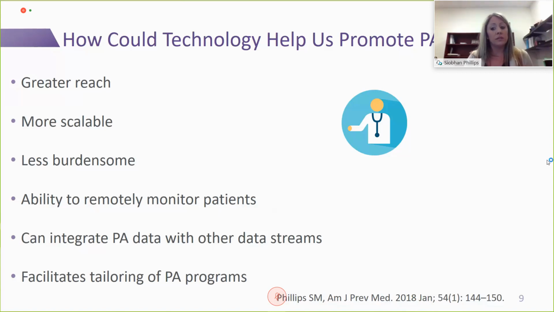Technology also allows us to more easily remotely monitor patients. In traditional home-based trials, you may have people fill out paper logs and mail them back to you, or you wouldn't assess their activity until the beginning and the end. But with technology, you might be able to monitor them remotely and see when they're falling off the wagon. Ultimately, we can integrate physical activity with data streams to better understand physical activity, improve and tailor our interventions, and get them out to the people who need them the most.